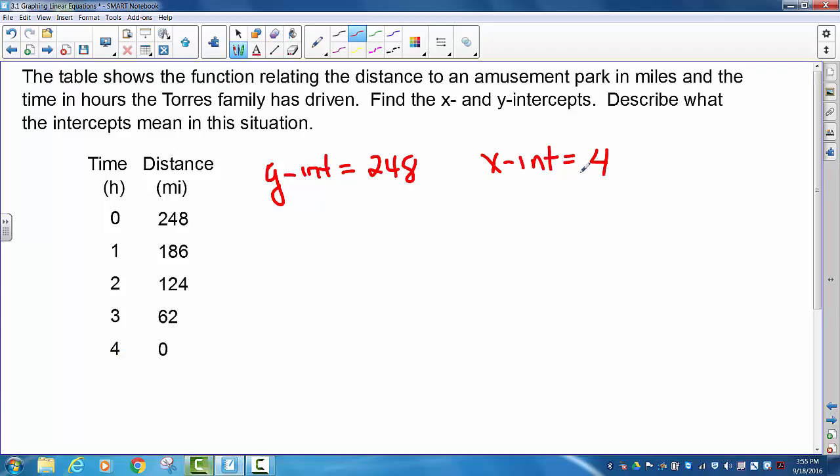Now what do these intercepts mean in this situation? The y-intercept of 248 means that at time 0 they had 248 miles to go, or in other words, at the beginning of their trip they had 248 miles to go. The x-intercept, on the other hand, means that after 4 hours they have 0 miles to go, or in other words, after 4 hours they have arrived at their destination.